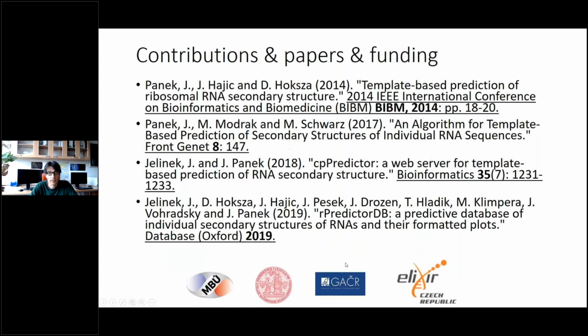Okay, this is the last slide. This work was done in collaboration with David Hoksza from Charles University. Here we published the first version of cpPredict, based on multiple sequence alignment. This is the version based on pairwise sequence alignment. This is the paper on the web server. And finally, we made a database that contains RNA secondary structures predicted using cpPredict and using templates taken from PDB.